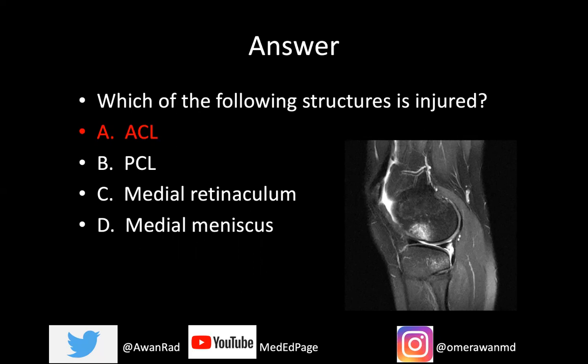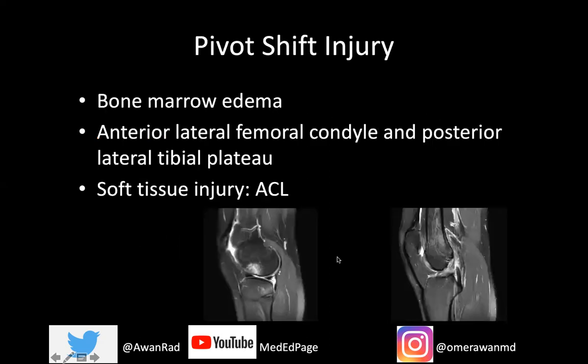And this is a very common high yield question for the core exam. They may not even show you the ACL, but you should recognize automatically that the ACL is going to be torn in this instance with this characteristic bone marrow edema pattern. So bone marrow edema patterns predict the soft tissue structure that's injured in the knee. And in this case, the soft tissue structure that's injured is the ACL. You can see on this sagittal image, there is complete rupture of this ACL.